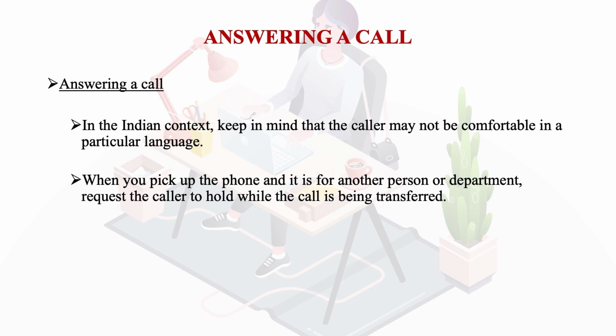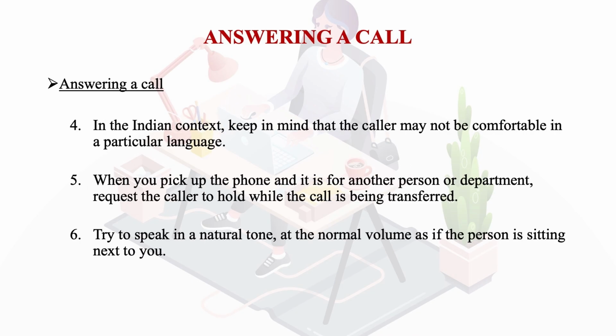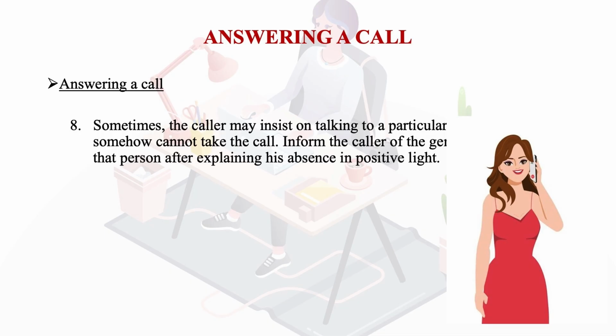Next is, when you pick up the phone and it is for another person or department, request the caller to hold while the call is being transferred. Try to speak in a natural tone at the normal volume if the person is sitting next to you. Maintain the volume of your voice at a steady level. Just don't hype up, or don't be very loud, or don't be too slow. Sometimes the caller may insist on talking to a particular person who somehow cannot take the call. So you need to inform the caller of the general availability of that person after explaining his absence in a very positive light.